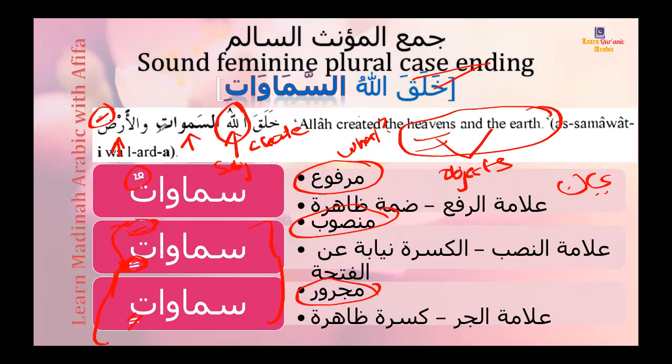But why is there no fatha here? It's a kasra here, samawat. Why? Because it's a feminine sound plural case ending. In the mansub case it works a bit differently. It's an exception. It ends with a kasra. So khalaqallahu samawati wal arda. This behaves normally. This behaves on the exception case.